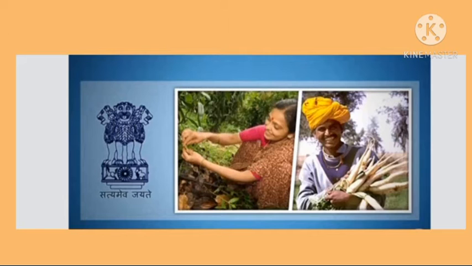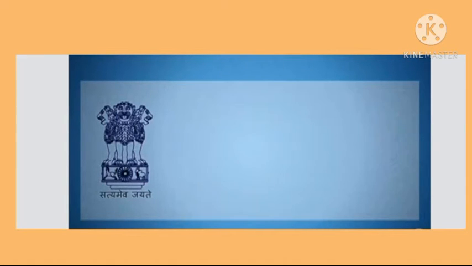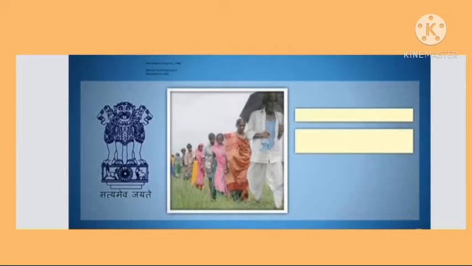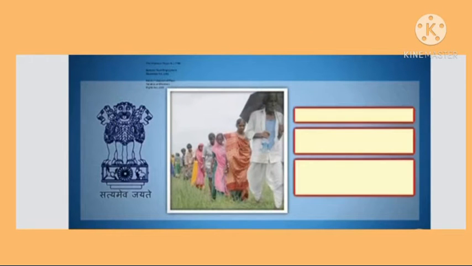The government has carried out several land reforms, such as the abolition of Zamindari system and the ceiling on land holdings. By protecting the rights of agricultural workers through strong laws, the Indian government has helped boost our nation's agricultural industry.